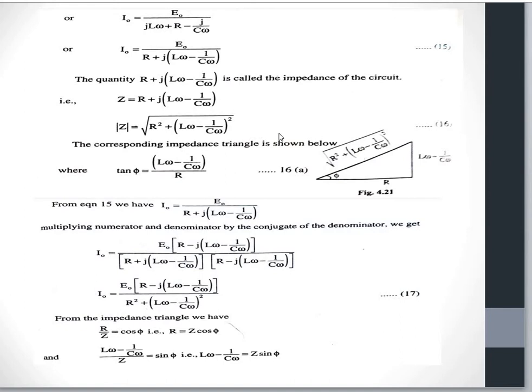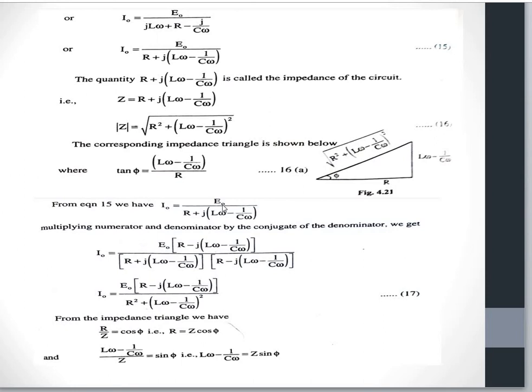It's like this. So when we draw it in vectorial form, this will be R, this will be L omega minus 1 by C omega. So this is square root of R square plus L omega minus 1 by C omega the whole square. So I0 is equal to E0 divided by R plus j into L omega minus 1 by C omega. In order to make this equation simpler, we can multiply and divide this by the complex conjugate of this term, that is R minus j into L omega minus 1 by C omega.